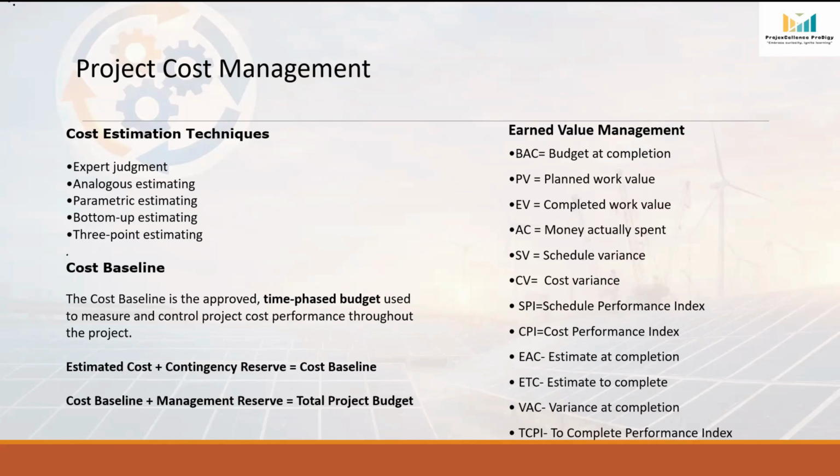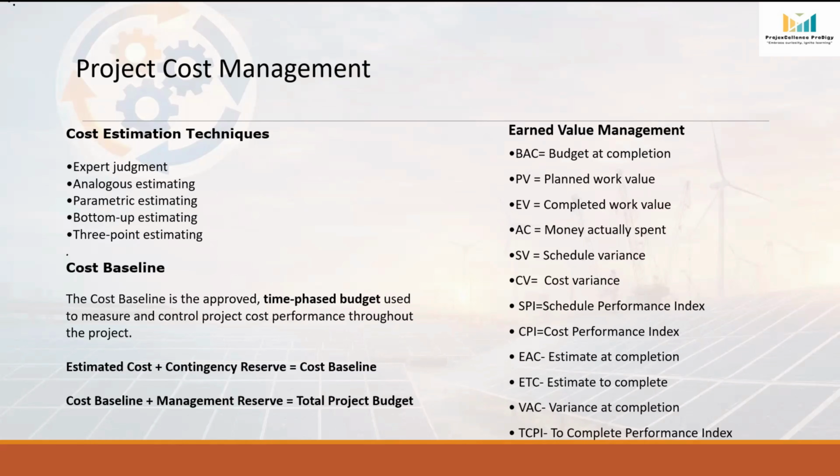Sometimes it is difficult to estimate a single cost because of uncertainty. So instead of using one estimate, PMI recommends preparing three estimates. The first is optimistic cost, which represents the best case scenario. The second is the most likely cost, which represents the expected or realistic scenario. And the third is pessimistic cost, which represents the worst case scenario. Using these three values, we calculate the expected cost.